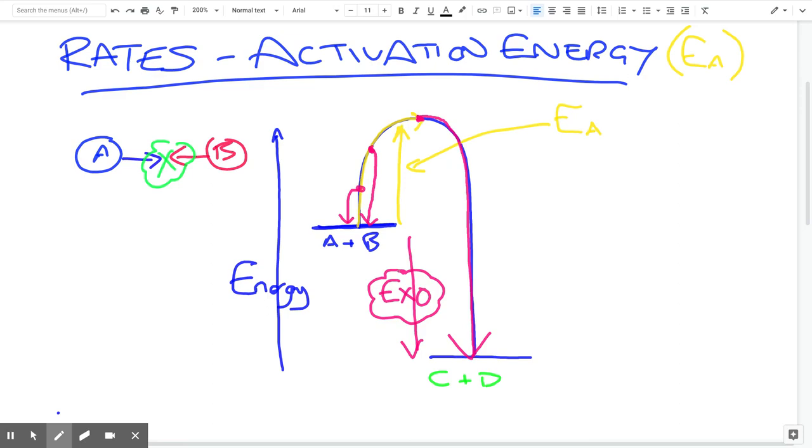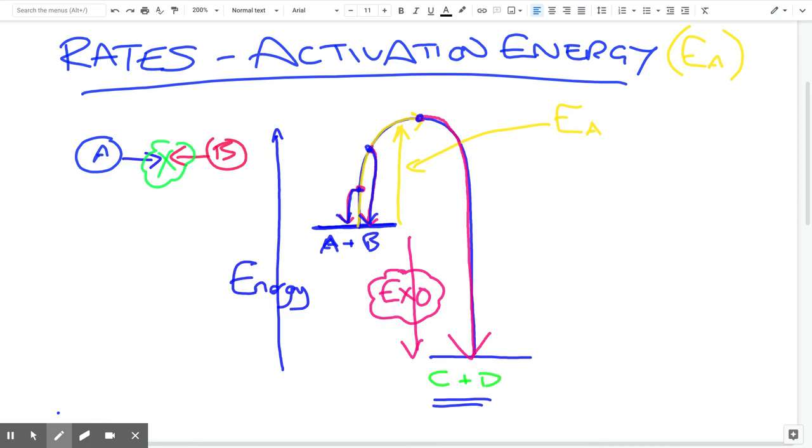And it's a minimum energy. So just to recap, if A and B collide, they have to have sufficient energy to allow them to go over the hill to then proceed down the other side to produce C and D as products. If they don't have the sufficient energy, they collide, they drop back down. They collide, they drop back down. They just reproduce A and B or don't react in the first place.